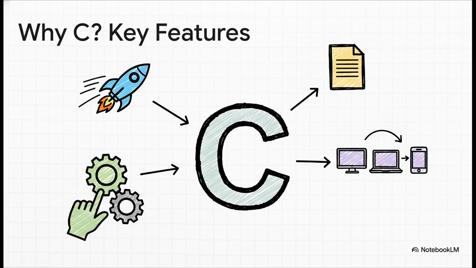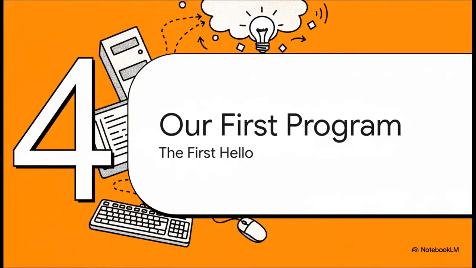So why are we still talking about a language from the 70s? Well, because C is lightning fast and super efficient. It lets you get close to the hardware, giving you a ton of control over how the computer works, like managing memory yourself. But it's also portable, which just means you can take the same code and run it on all sorts of different computers. It's kind of the best of both worlds, power and flexibility. Okay, enough talk. The best way to learn a language is to try and speak it, right?